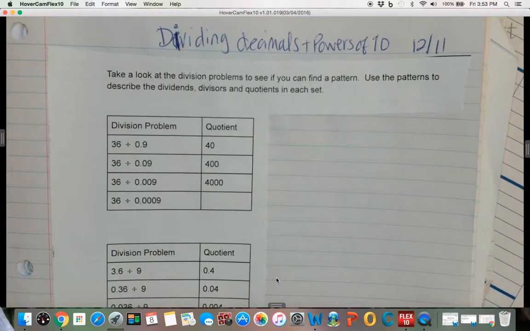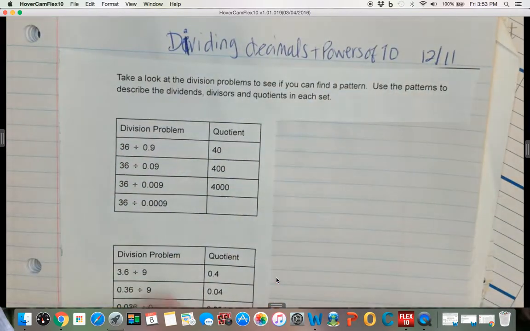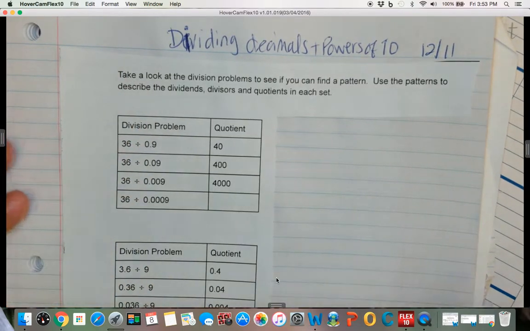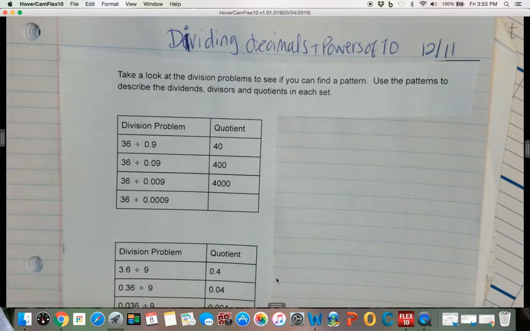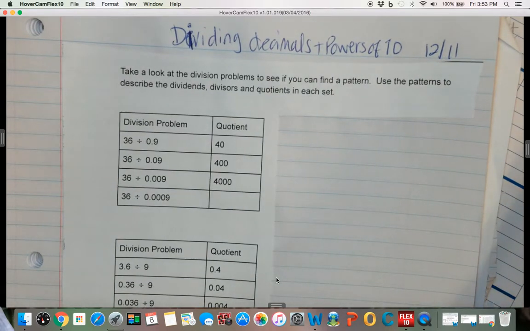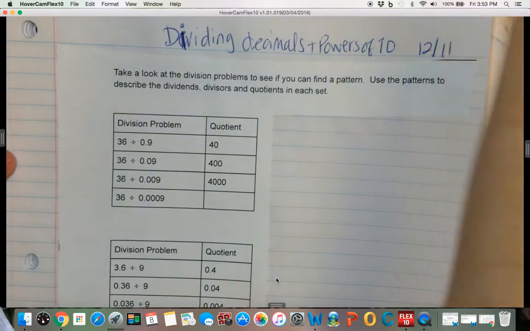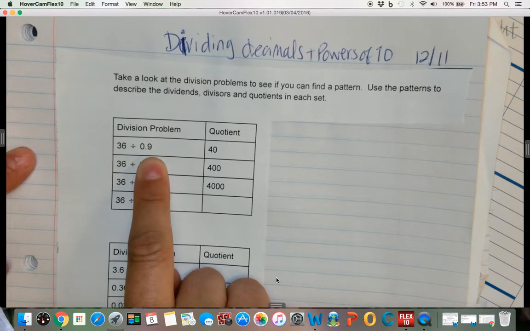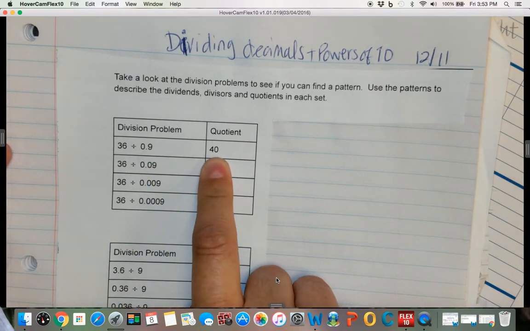I had you somehow put this into your notebook so you didn't have to write it all out, because we will be going over this. So I want you to go ahead and take a look at the division problems to see if you can find the pattern, and use the patterns to describe the dividends, divisors, and quotients in each set. So if we look at the first problem, we have a positive whole number divided by a 1/10, and our quotient is 40.